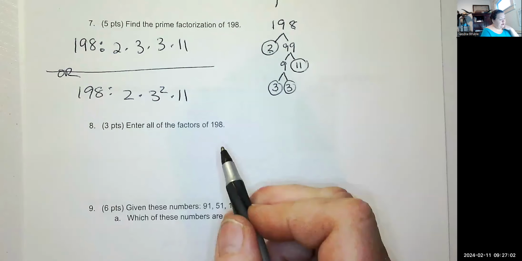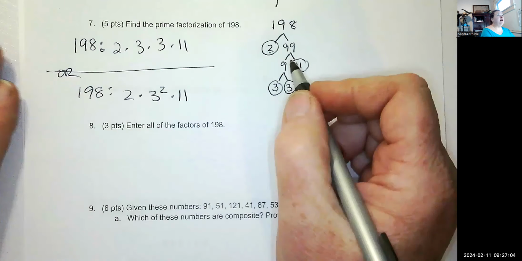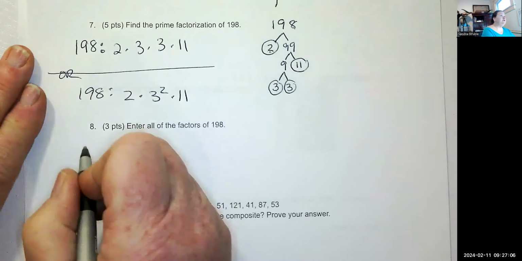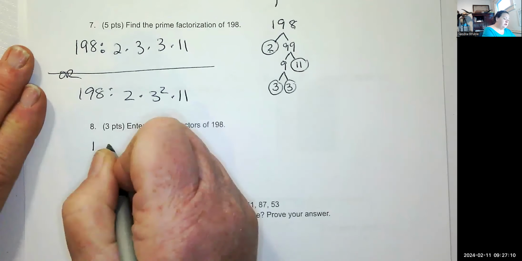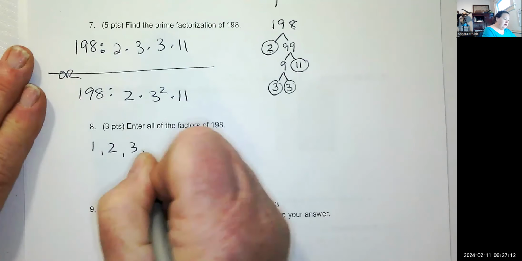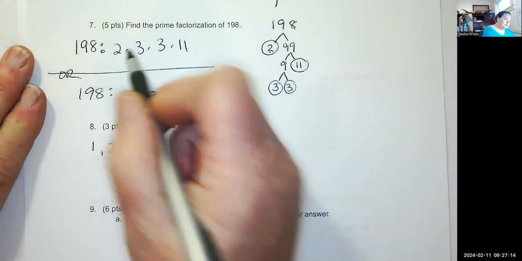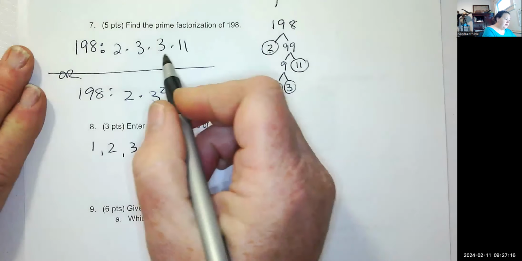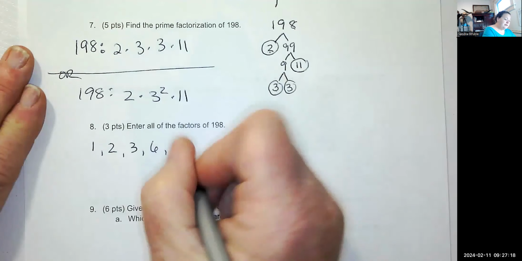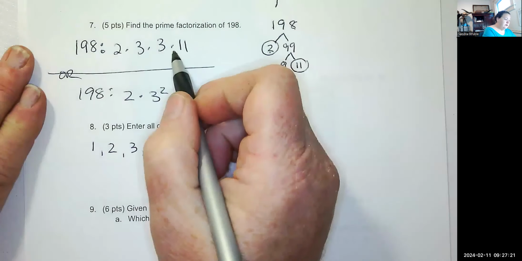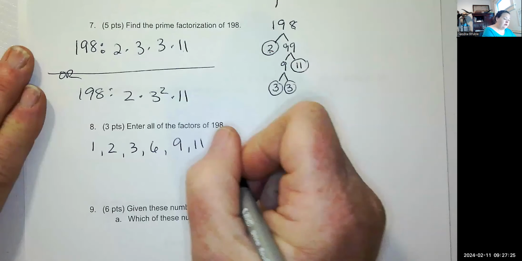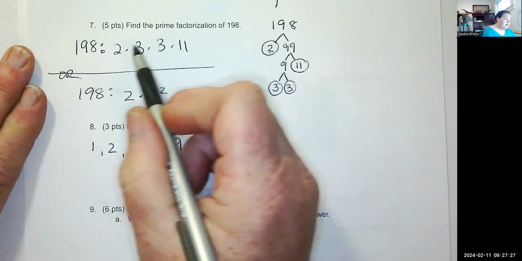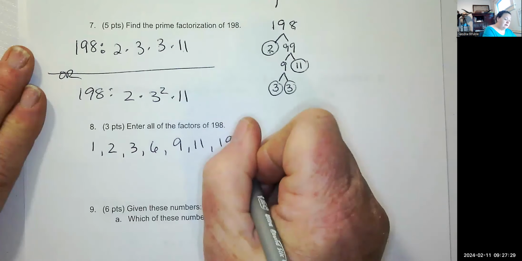Enter all the factors of 198. Well, that's just taking all of these numbers and finding out what can go into it. We know that 1, 2, 3, 3 times 2 is 6. What else? 3 times 3 is 9. And then we've got 11. I'm just trying to go in order. 11 times, well, I could also do 9 times 2 is 18.